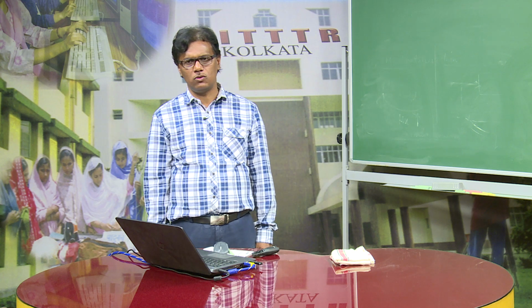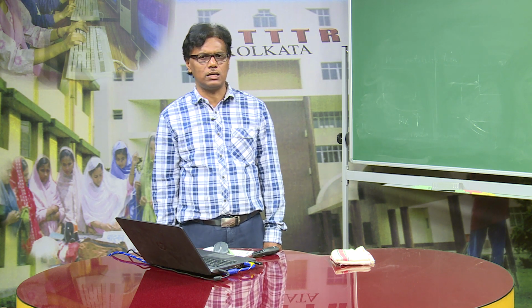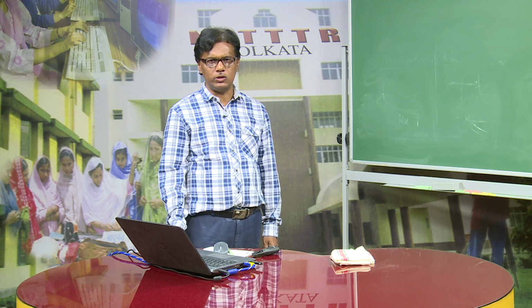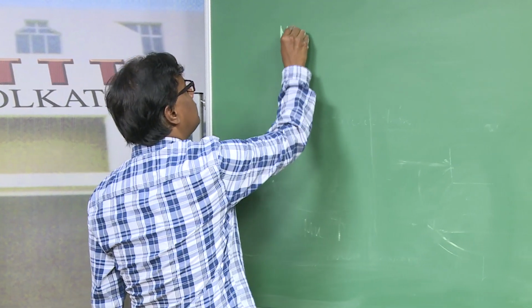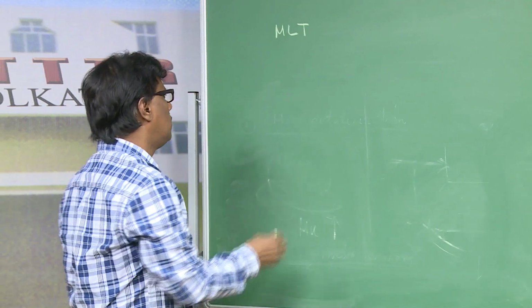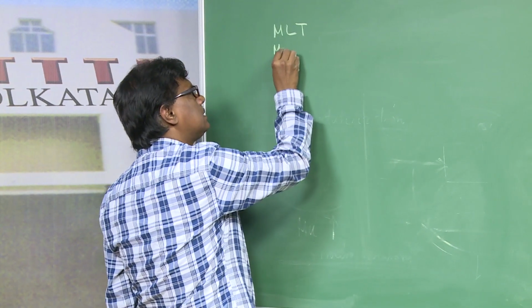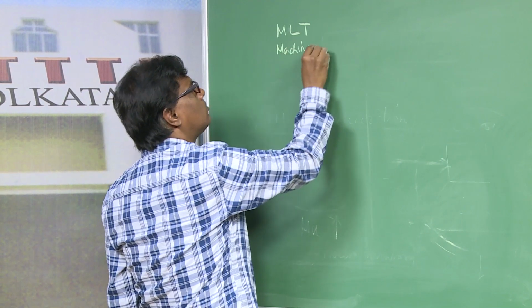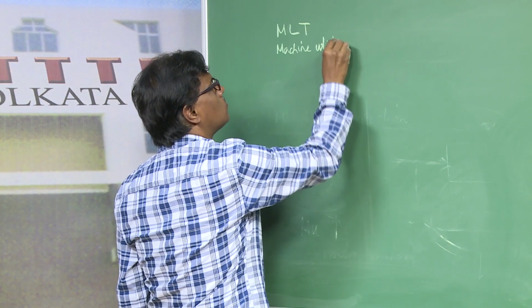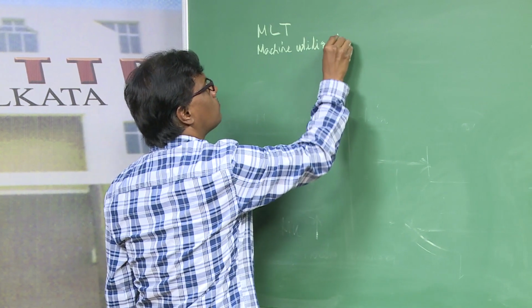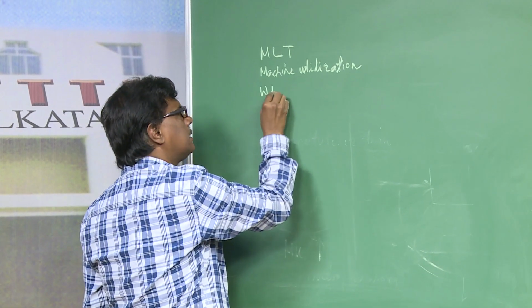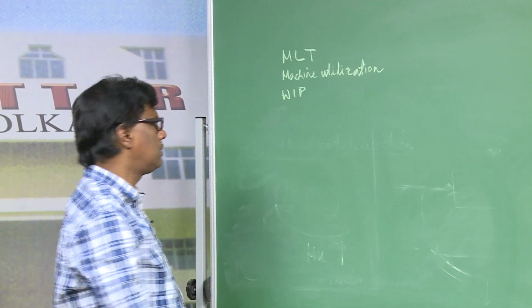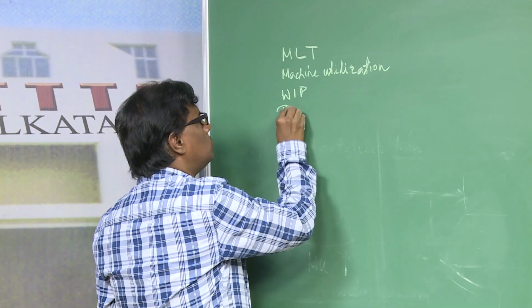In my last lectures, I have discussed 4 performance measures of an automated manufacturing system, like MLT, machine utilization, work in progress inventory, and throughput.